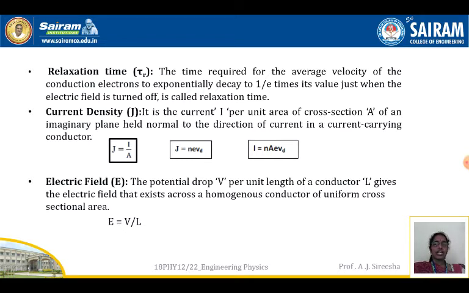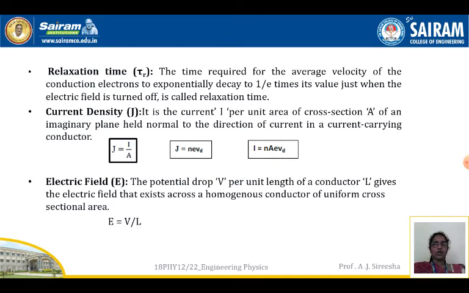Current density J is the current per unit area of cross section of an imaginary plane held normal to the direction of the current in a current carrying conductor. That is, J is I by A, and we know that I is equal to nAeVd, and therefore J can be written as nevd. Substituting the value of I in J equals I by A, we get J equal to n e Vd. Next is electric field.